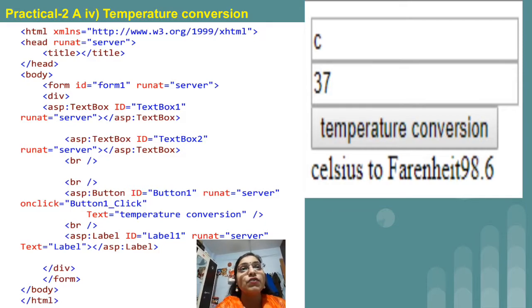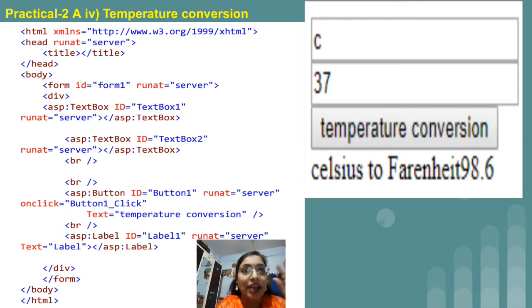So if the user is entering C, it means the user wants to perform Celsius to Fahrenheit conversion, and if the user is entering F in the first text box, it means the user wants to perform Fahrenheit to Celsius calculation. So if we are entering C in text box number 1, then whatever value we are entering in text box number 2 is nothing but the Celsius value. Now just see the screen. C and 37 means we have entered 37 degrees Celsius. This is our temperature, and now we want to convert this Celsius temperature into Fahrenheit.